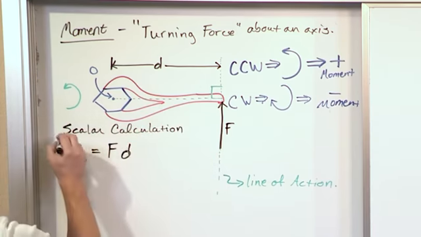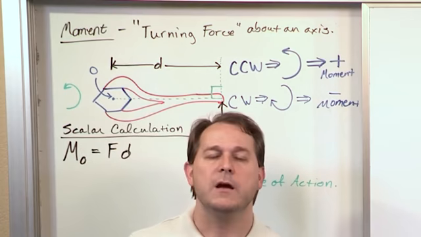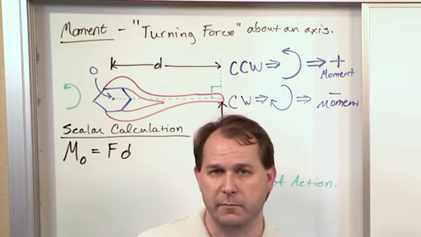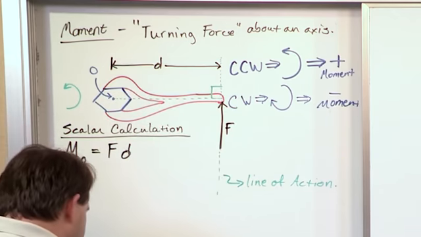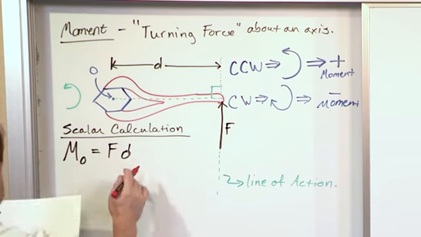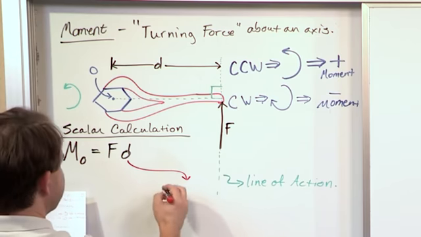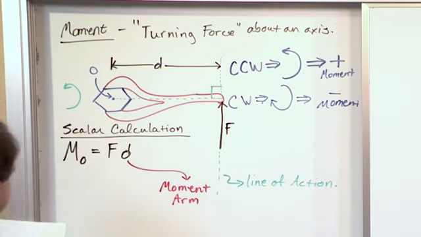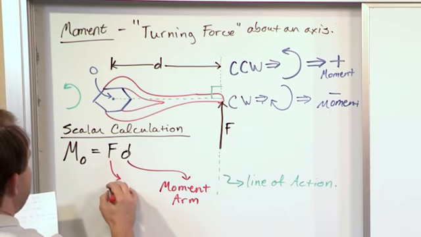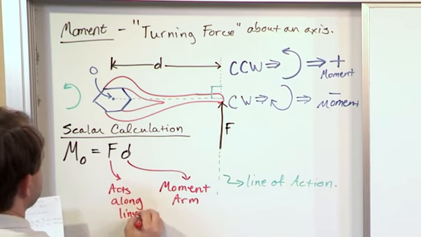The reason I'm calling it scalar is because really the moment is a vector, and I'll tell you a little bit more about that in just a minute. But to get the magnitude of the turning force of the moment, all you do is simply multiply the force times what we call the moment arm. So here we define a few other terms. This distance d, I'll call the moment arm. Typically you'll see that. And this F, we say that F acts along the line of action.